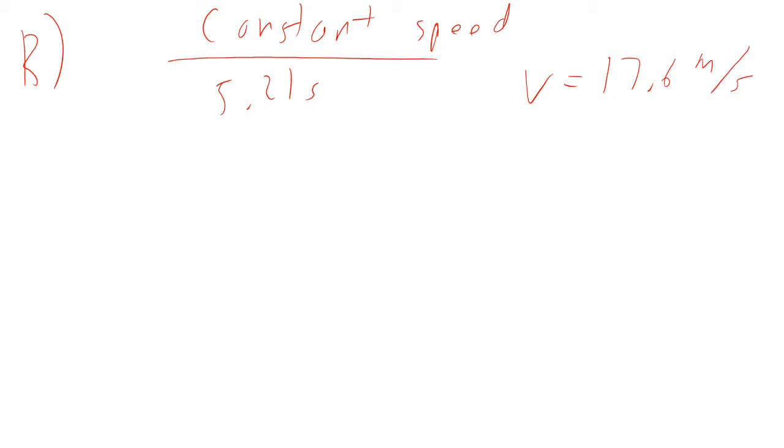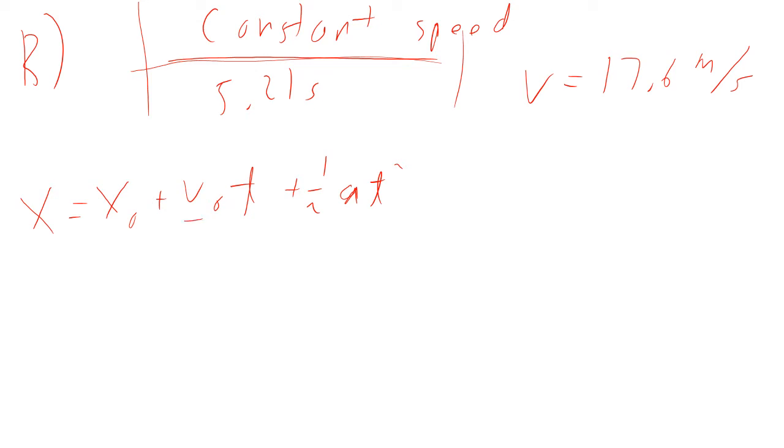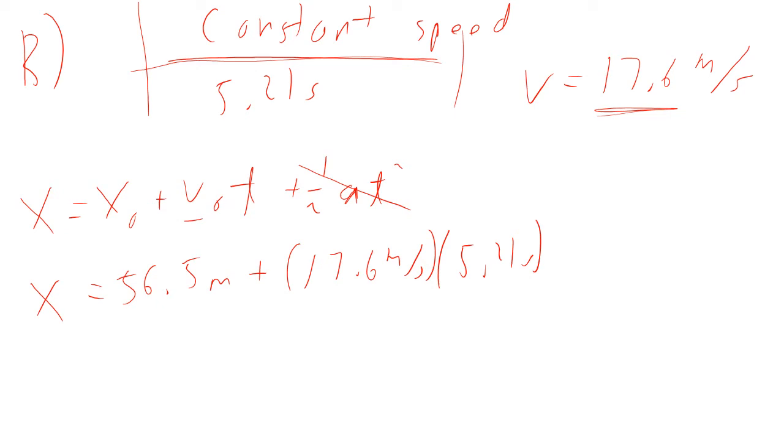And as it's going at that constant speed, we know that x equals x naught plus v naught t plus 1/2 at squared. Now what I've done is I've set my timer at the beginning of part B. So now v naught is not 0. V naught is going to be the 17.6 meters per second. The acceleration is 0. So x naught is going to be how far it was from the original spot, 56.5 meters, plus the v naught, 17.6 meters per second, times 5.21 seconds. So that's going to be equal to a total of 148.2 meters.